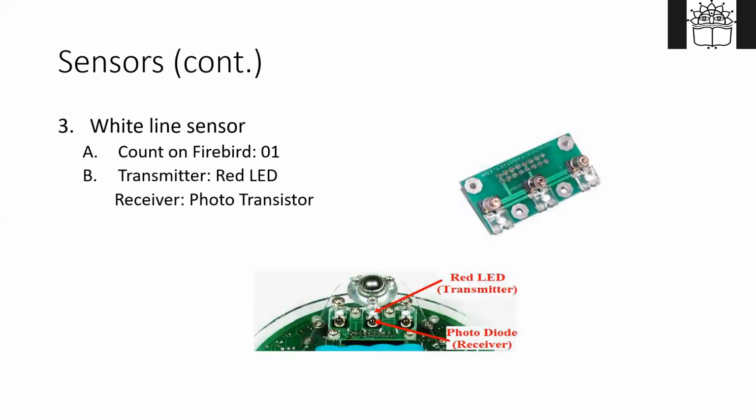Now the sensor is the white line sensor, where we can design a line following robot, right? The transmitter is a red LED, that is, a light emitting diode, and the receiver is a photo transistor. In the second photo, you can see the red LED transmitter and photodiode.